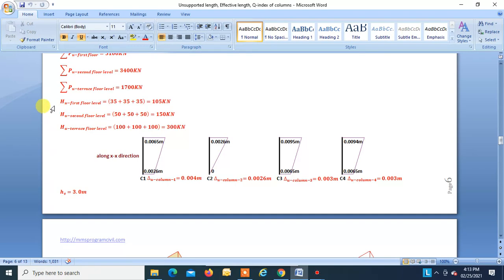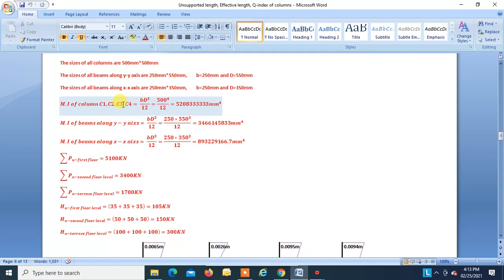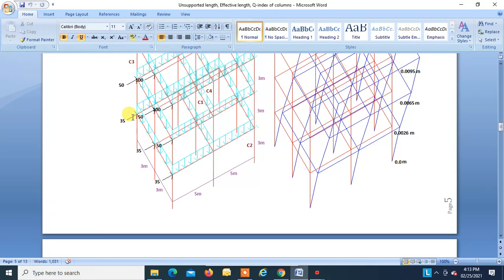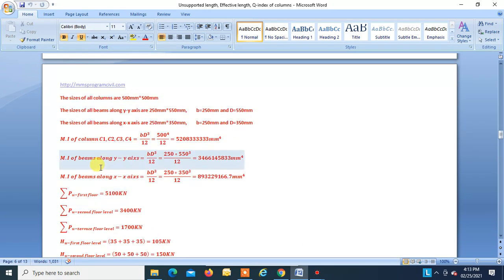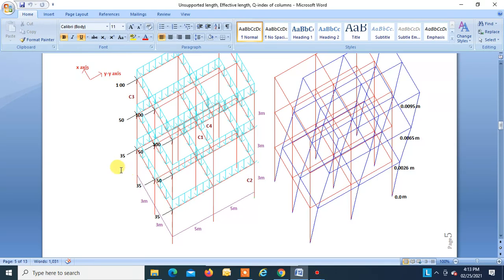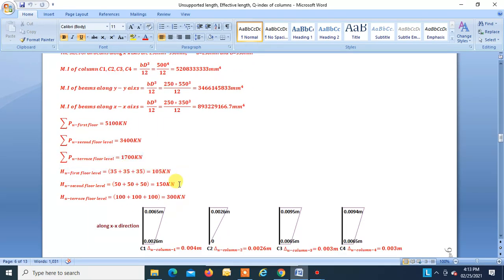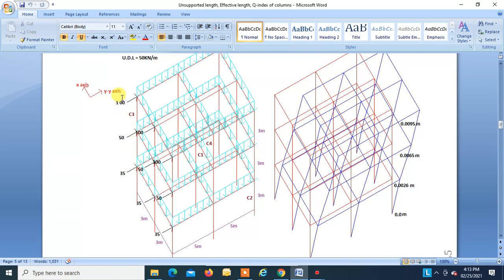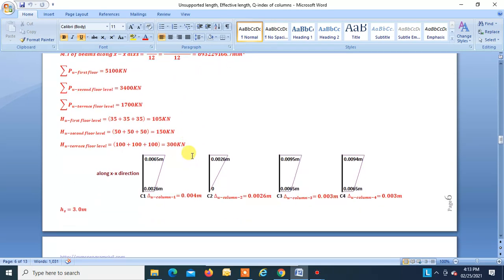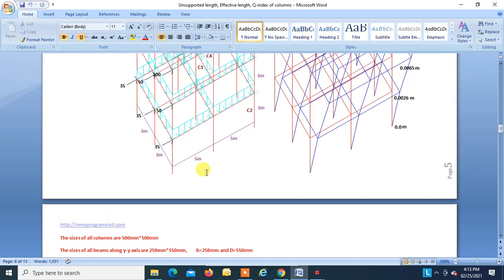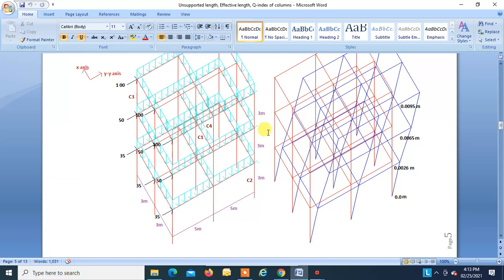Now sum of lateral forces, total lateral forces acting on the first floor. We know that on the first floor it is 35 plus 35 plus 35, so that is equal to 105 kilonewton. On second floor it is 50 plus 50 plus 50, that is equal to 150 kilonewton. And third floor it is 100 plus 100 plus 100, so that is equal to 300 kilonewton. Now we have to find HS. HS is given to us. All the story heights are 3 meters. So HS is equal to 3 meters for all the stories, third story, second story, and first story.